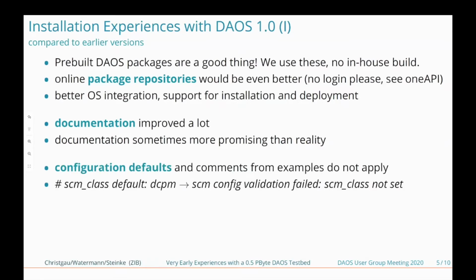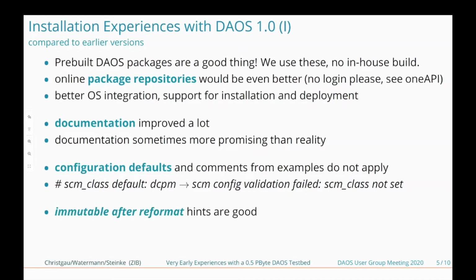Then one really important thing from the administrator point of view is that the configuration defaults do not really apply, or even the comments from the example configuration files do not always apply. So for example, if you look at the example configuration, you can find the SCM class option where it states that the default is DCPM. So you could have the impression that if you leave it out of the configuration, then DCPM is the default and it's just taken, but that's not the case for the 1.0 release. If the server starts up, it says, oh, you have to configure that value. This applies to some other things as well. So this is kind of annoying if you set up the system at first glance.